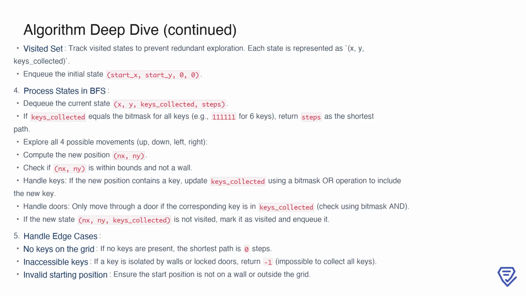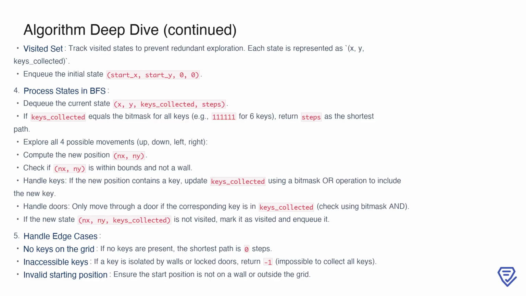Each state in the visited set is represented as x, y, keys_collected. This helps us avoid revisiting combinations of positions and collected keys. At the beginning, we enqueue the initial state, which includes the starting position, no keys collected, and 0 steps. Then, the BFS algorithm processes states one by one.